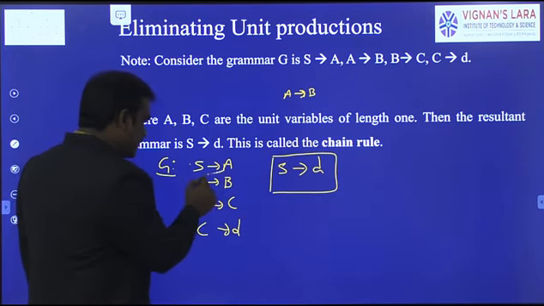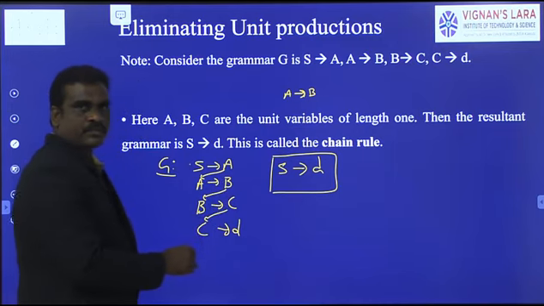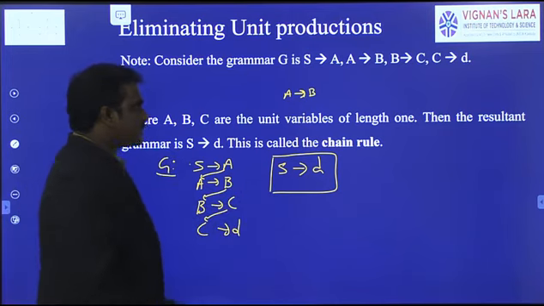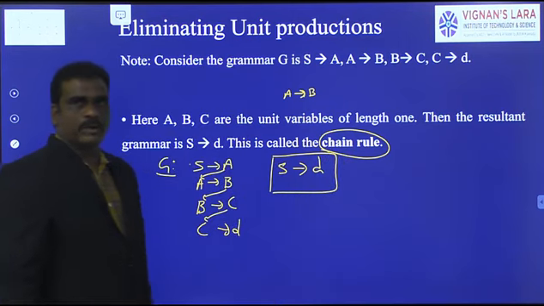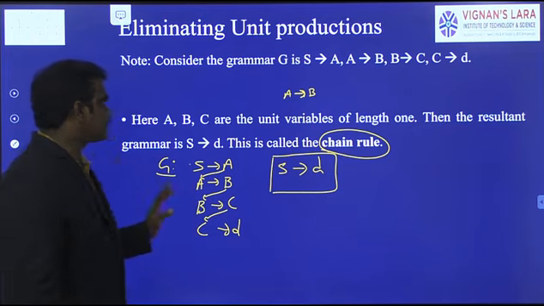S to A. What is A? A to B. What is B? B to C. What is C? C to D. So instead of that you can write directly S to D. This process we can call a chain rule.